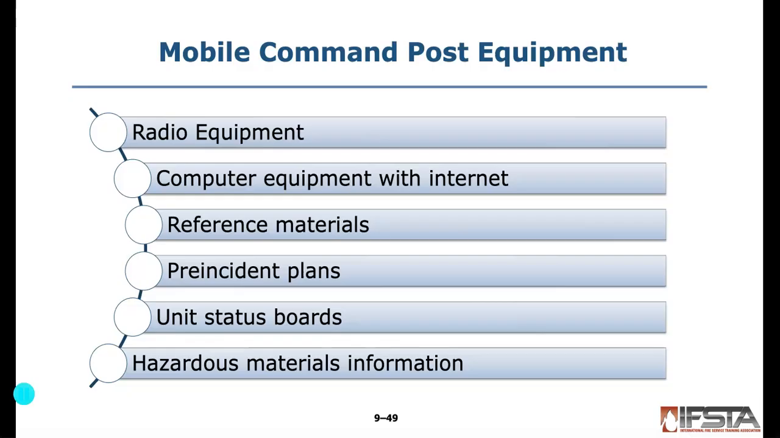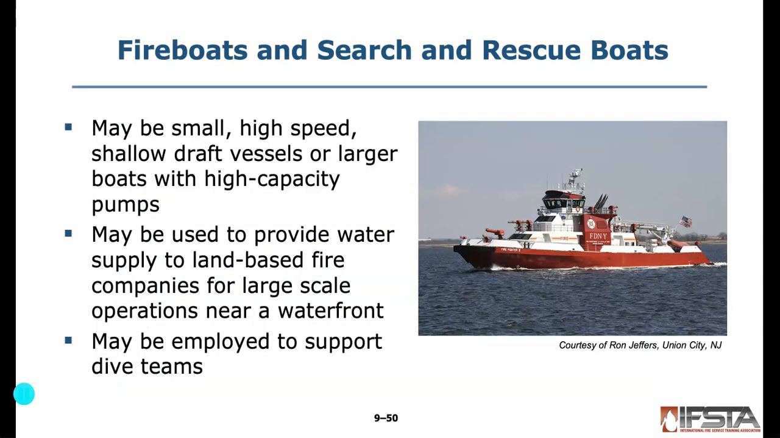Some of the equipment that the mobile command post will have: radios, computer equipment with internet access, reference materials, pre-incident plans, a unit status board, so we need to track all the units that are there, what their function is, what units we have in reserve, so we can do what's called a sit stat, which is our situation, and a resource stat, or restat: what resources do we have on scene, what do we have on standby, what do we have available to bring in. And then these will also have hazardous materials information in them.